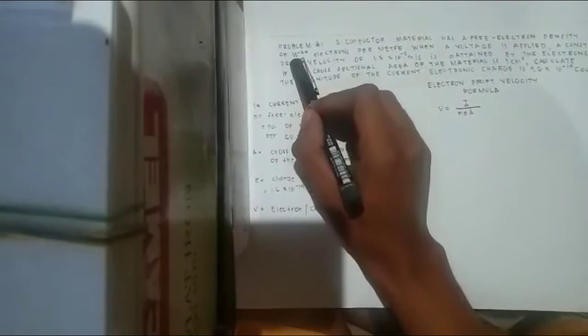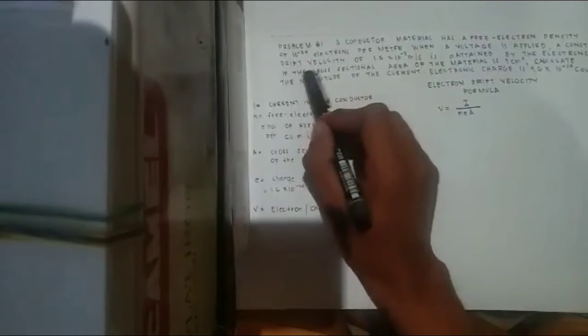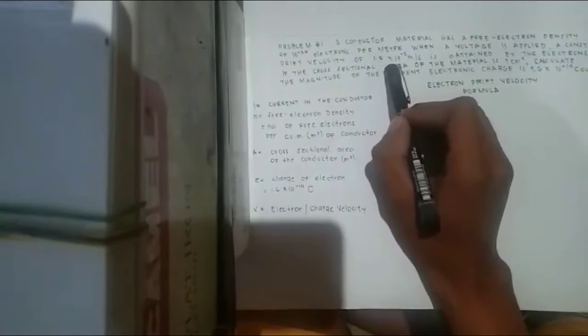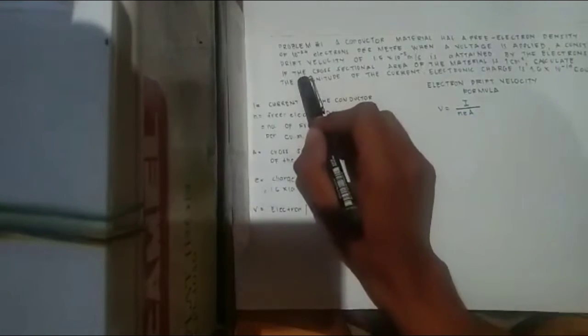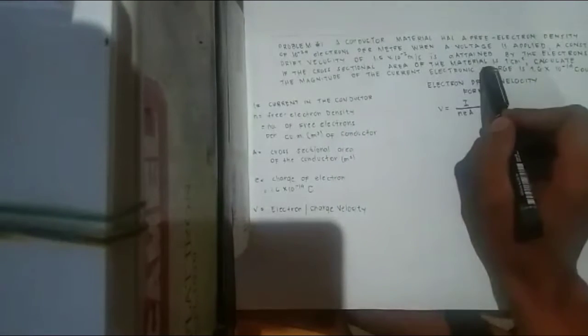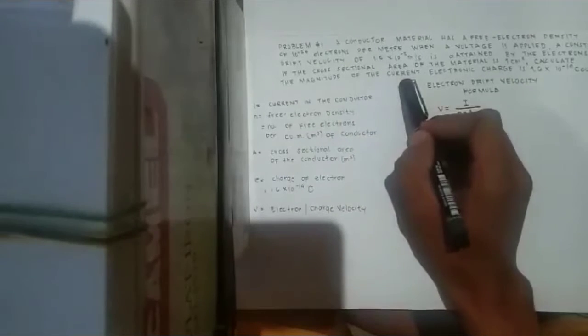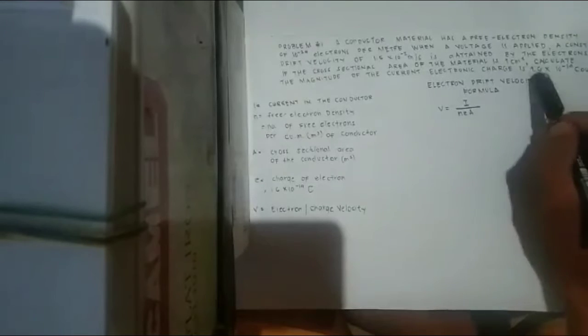The problem is, a conductor material has a free electron density of 10 raised to negative 24 electrons per meter cube. When a voltage is applied, a constant drift velocity of 1.5 times 10 raised to negative 2 meter per second is attained by the electrons. If the cross-sectional area of the material is 1 centimeter squared, calculate the magnitude of the current. Electronic charge is 1.6 times 10 raised to negative 19 coulomb.